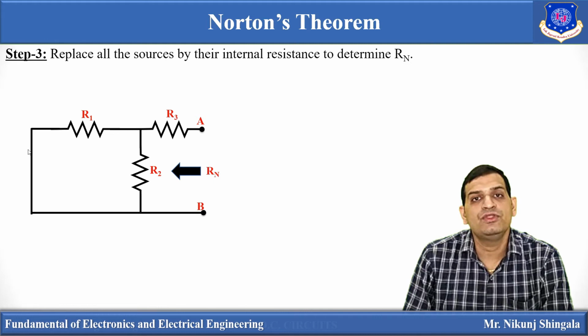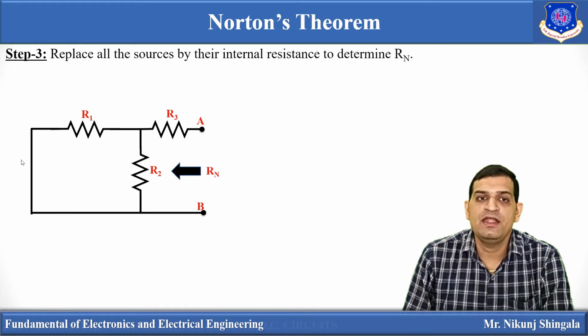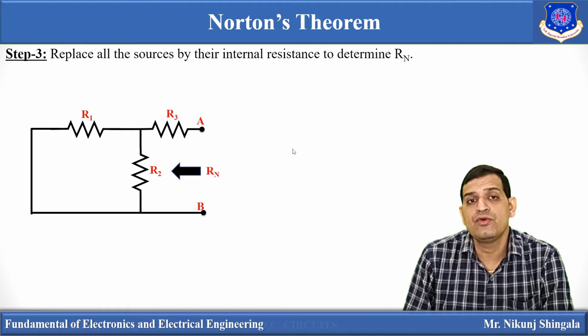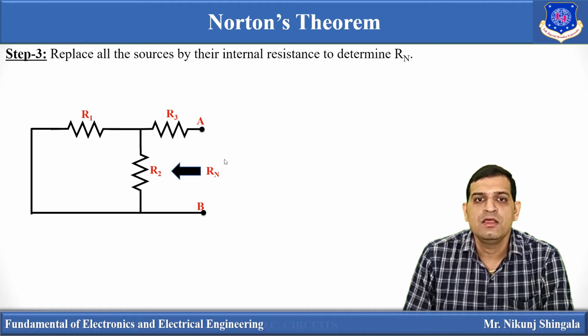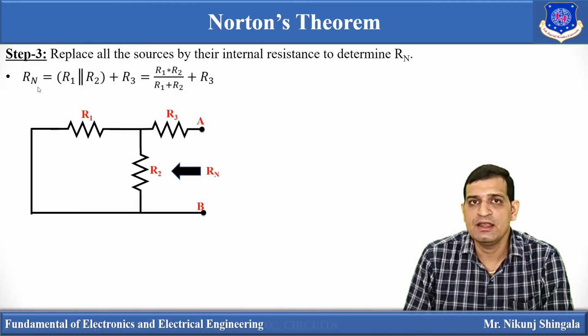In the previous case, we found the R in step 2. R we were finding from this side, but keep in mind that whenever we are finding the Rn, we have to look back from the open circuited terminal AB. So Rn is what? Rn is R1 parallel R2 plus R3. And the total resistance we found in step 2 was R2 parallel R3 plus R1. So this is the point to be remembered. Whenever we are determining the Norton equivalent resistance, we have to look back into the network from the open circuited terminal. So Rn is R1 parallel R2 plus R3.